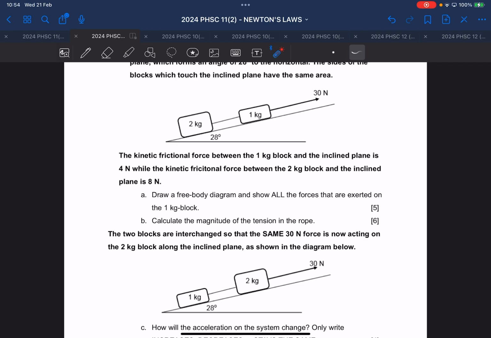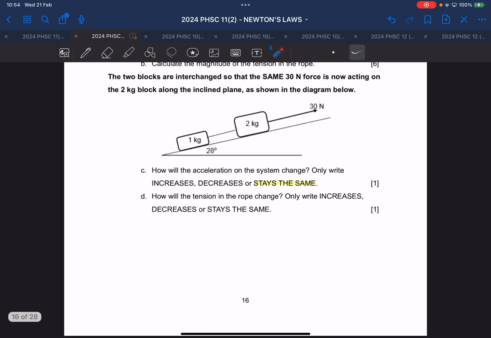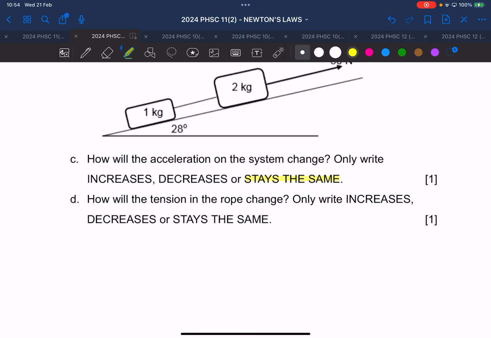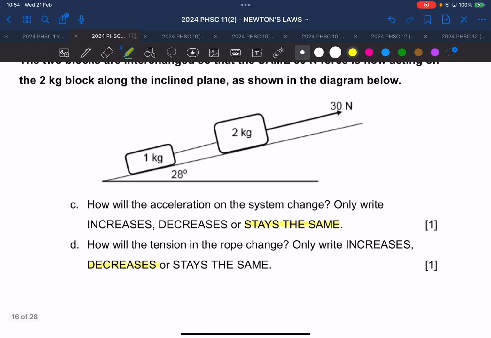So here you have to use your common sense. And there are questions like this in your test, not just increase or decrease. So basically what this means is, there are two ropes. We're looking at this rope here.